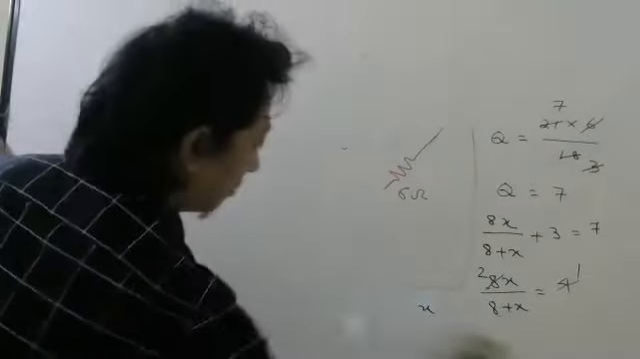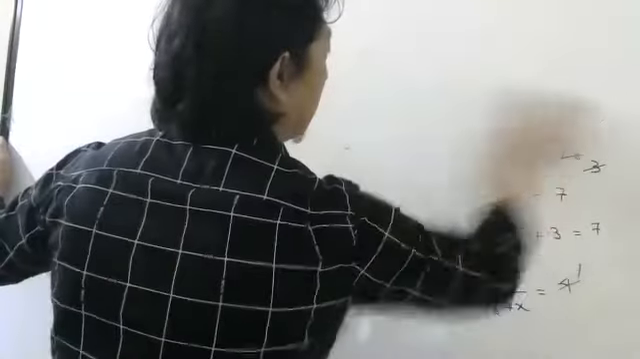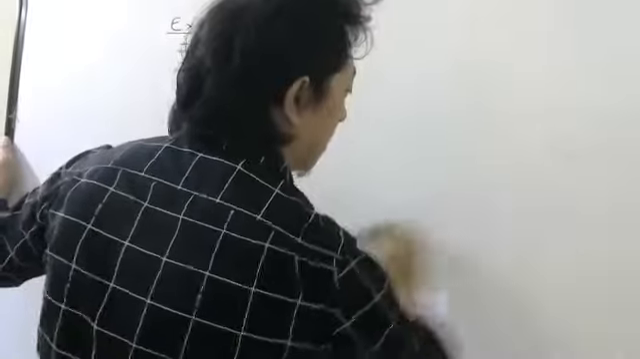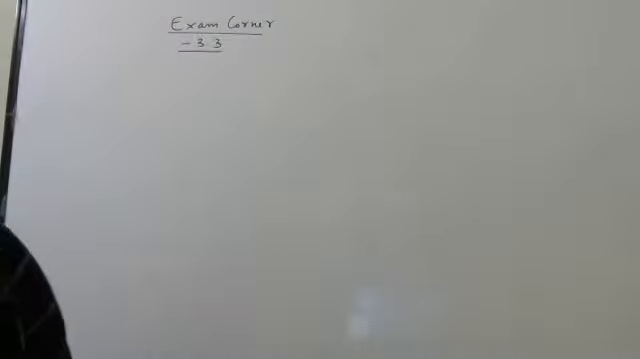So whenever a Wheatstone bridge is given, try to remember the balance condition: P by Q should be equal to R by S. Okay, let us see the next question now. Exam corner 3.3. First question, you see.